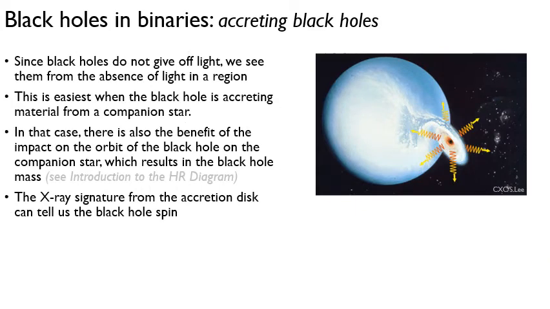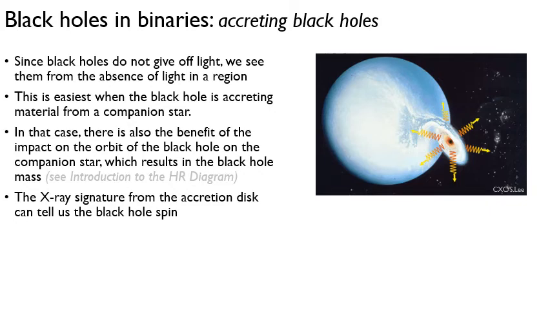So black holes can also be in binaries. You're seeing a theme here. You can have accreting black holes, and this is one of the main ways that black holes are discovered. Because the black hole is black, it's not giving off any light. It's usually the absence of light in a sort of bubble region around where you have other light being emitted that you can see these objects.